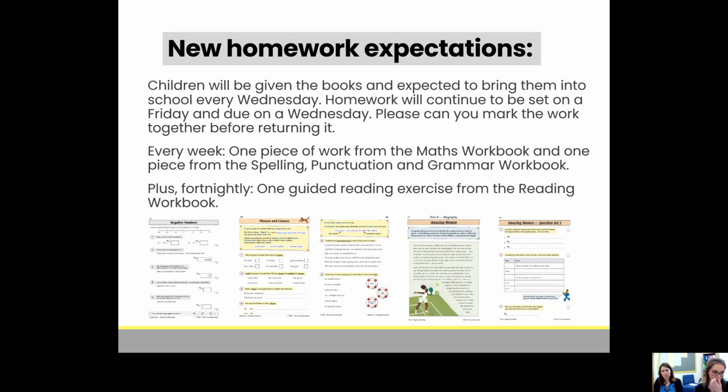We will then have a look at the books and go through them carefully, and we'll look at any common errors or misunderstanding. Then we'll use those to inform our teaching and to go through those questions with the children. So there'll be an opportunity then to look at any problem areas.